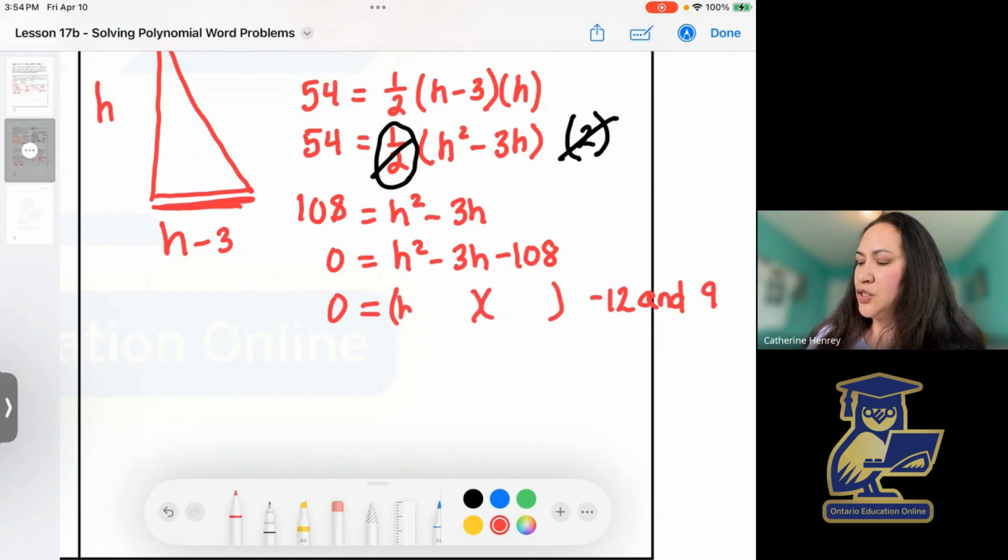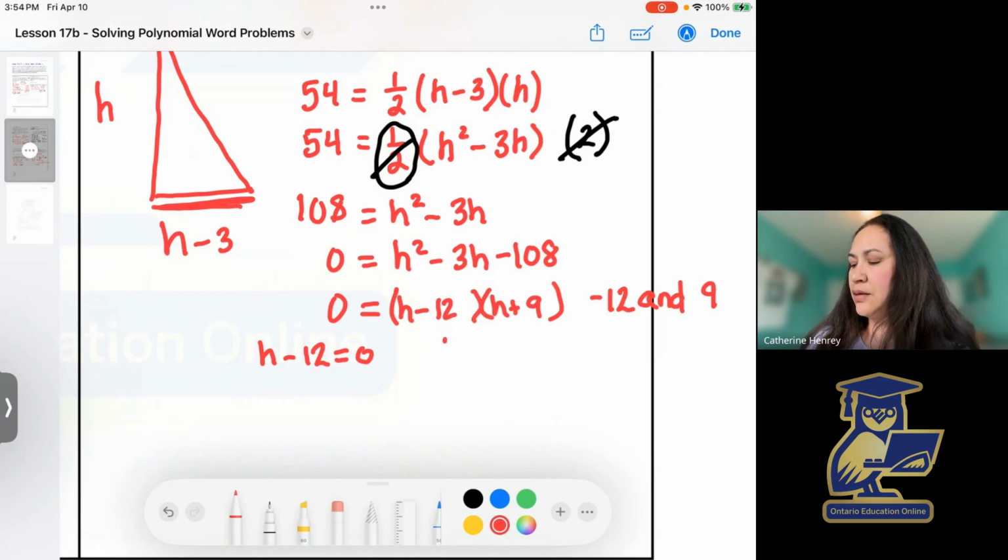We have h minus 12, we have h plus 9, and our zero product property will allow us to take each of those factors, h minus 12, and set them equal to 0. h plus 9 equals 0. Our solutions will give us h is equal to 12 and h is equal to negative 9.